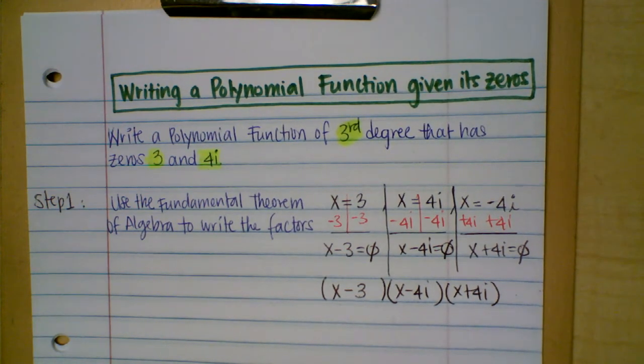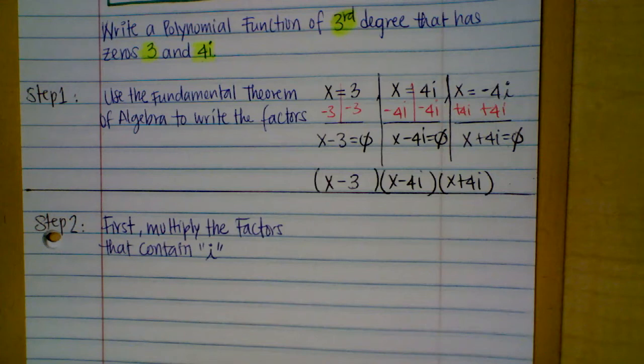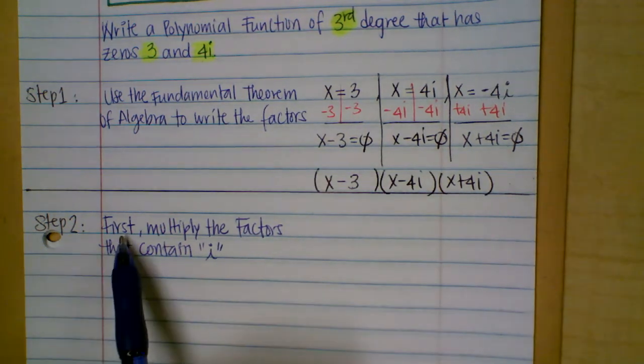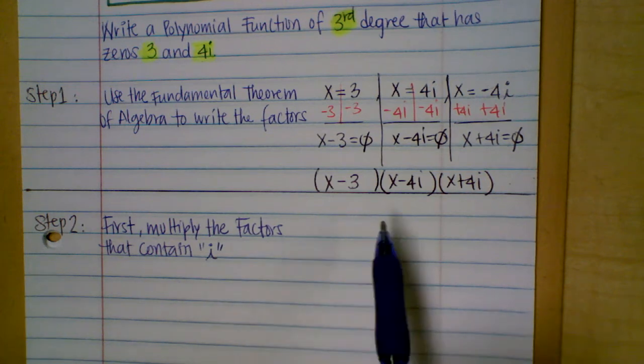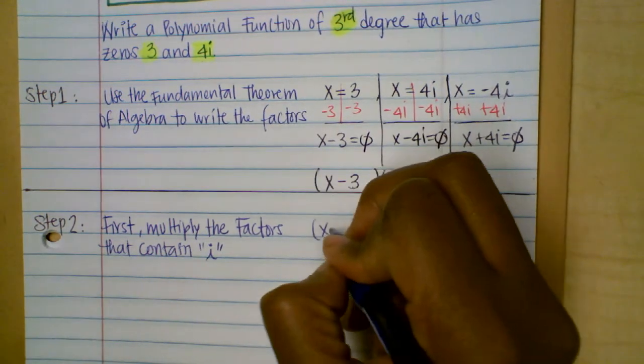Now let's move on to step two. In step two, you're going to first multiply the factors that contain i. So what are the factors?